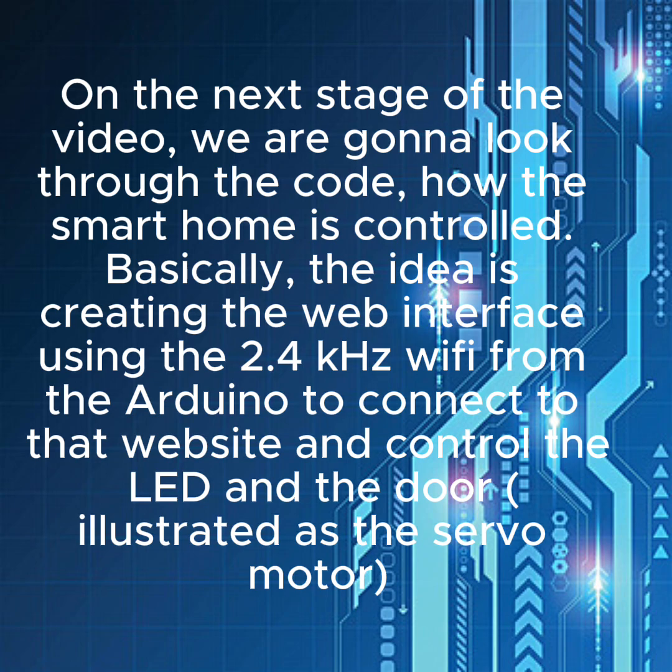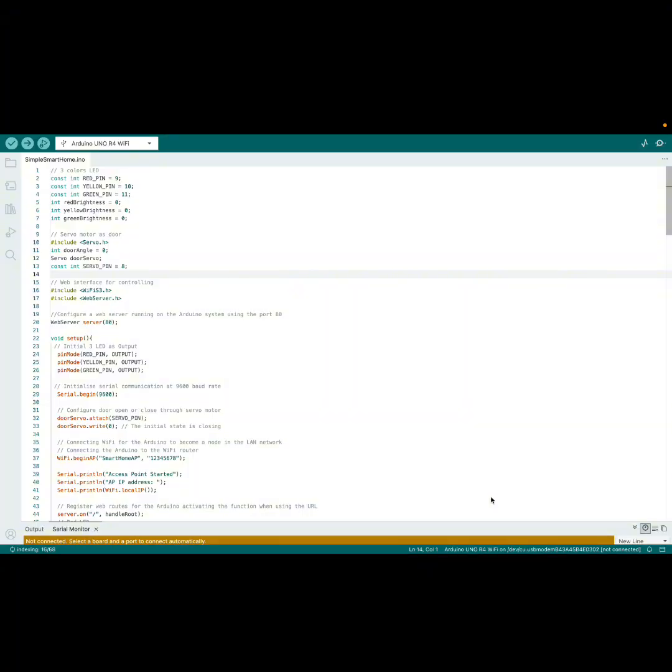Basically, the idea is creating the web interface, using the 2.4 GHz Wi-Fi from the Arduino to connect to that website and control the LED and the door, illustrated as the servo motor. Okay, now we're going to talk about the code.